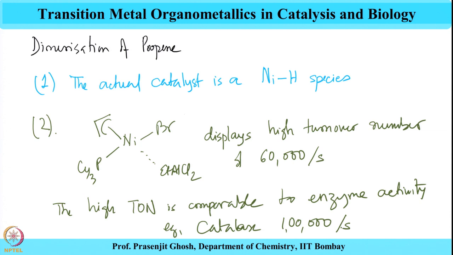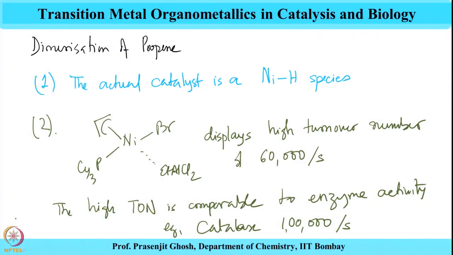So, this is an interesting compound where nickel is bound to one eta allyl, one cyclohexyl group, one bromide and this Lewis acidic Et3Al2Cl3, and this is an effective species for dimerization of propene, and that gives various kinds of branched hexenes, which upon hydrogenation give high quality petrol having anti-knock properties.